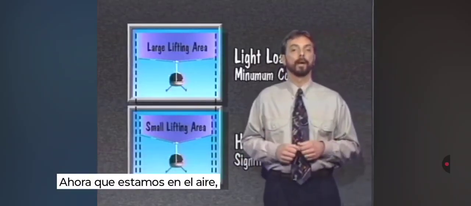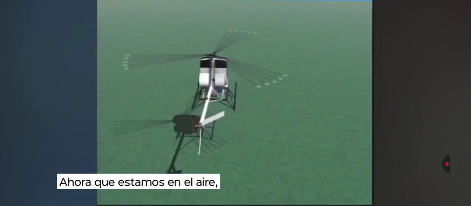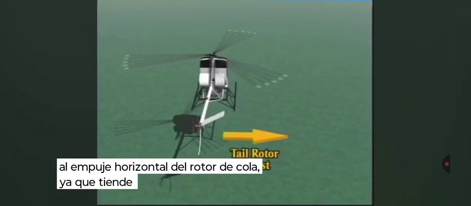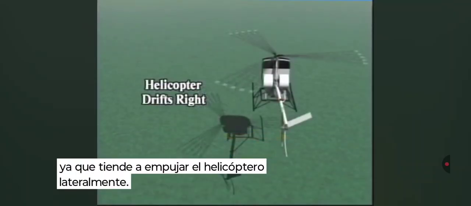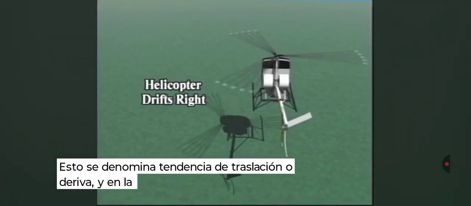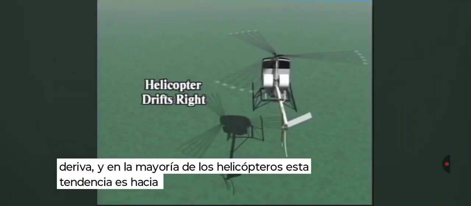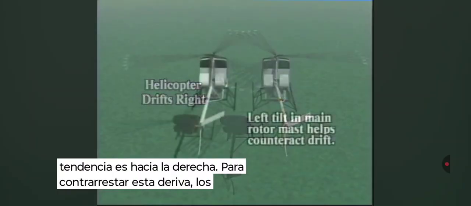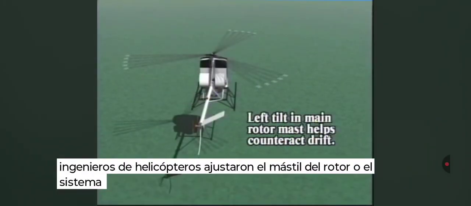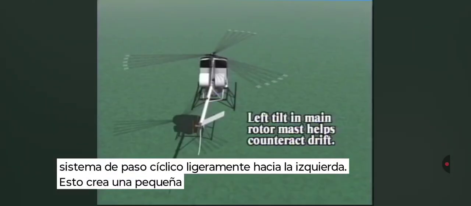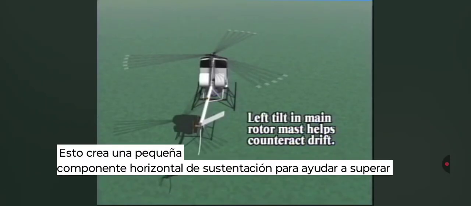So now we're off the ground. While hovering, you need to be alert to the horizontal thrust of the tail rotor as it tends to push the helicopter sideways. This is called translating tendency or drift, and in most helicopters, this tendency is towards the right. To counteract this drift, helicopter engineers rig the rotor mast or cyclic pitch system slightly to the left. This creates a small horizontal component of lift to help overcome this tendency.